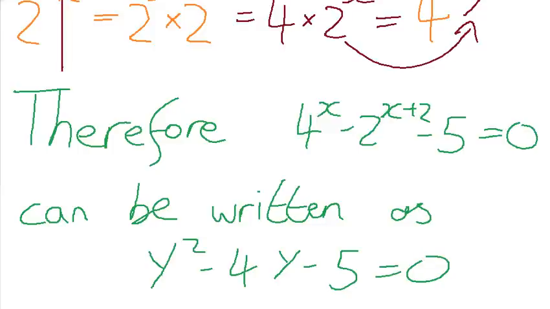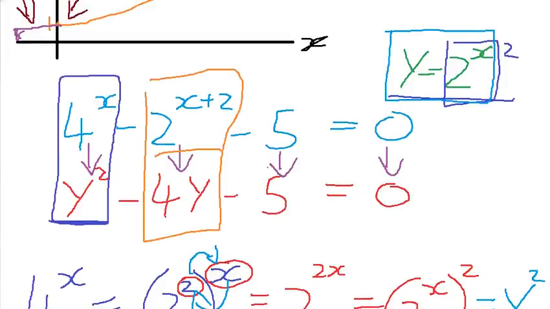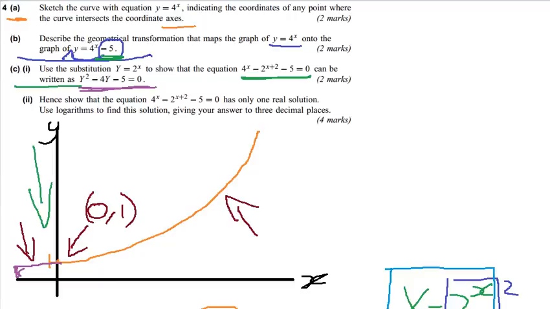It's quite a long question, quite difficult in some parts, but not too bad if you know your indices rules. So the next one, I'm going to leave that there. You'll see why in a minute. So hence show. Use what you did before to show that this equation that we just dealt with has only one real solution, and then find the solution to 3 decimal places.